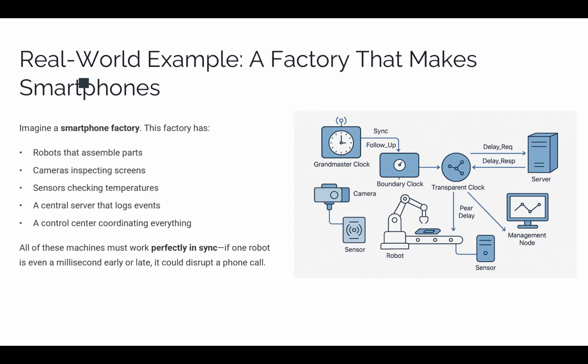Now, we said we have several types of devices in our system. You can imagine that the robots are slaves, the cameras and sensors are too, and besides the grandmaster, the control server is also a slave. So it is kind of obvious that they are going to use the information in the synchronization message to align with each other.